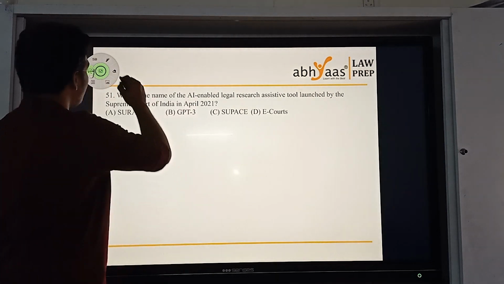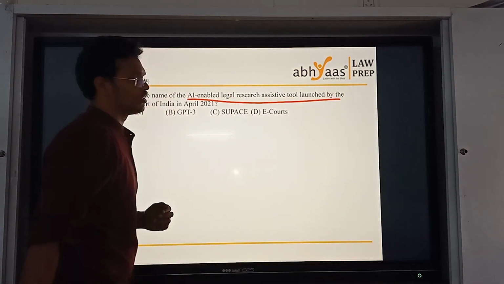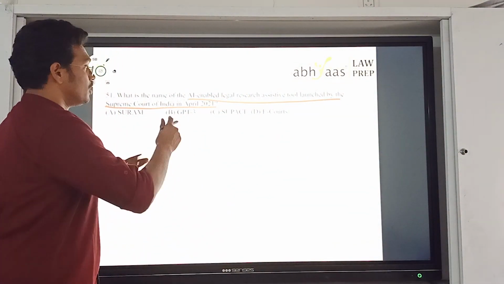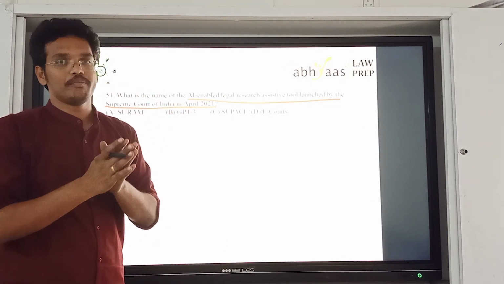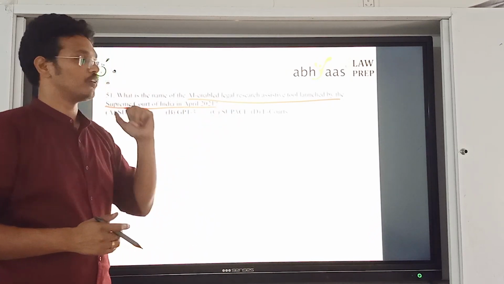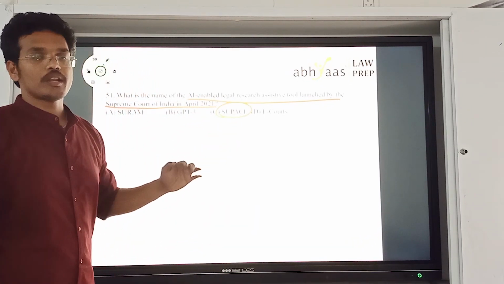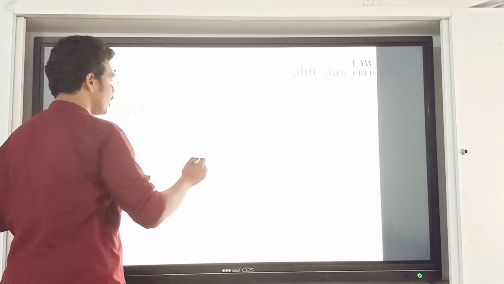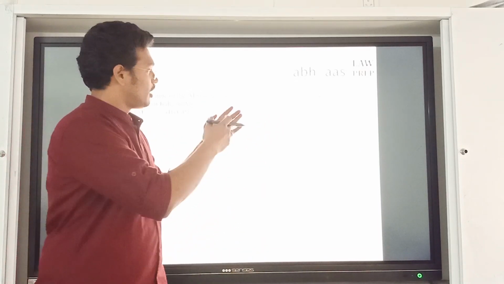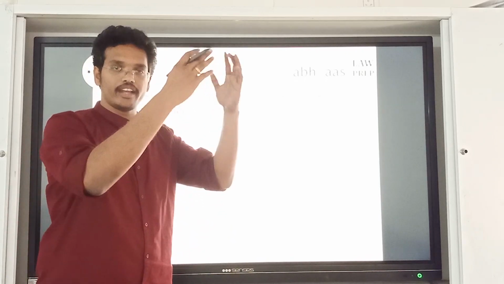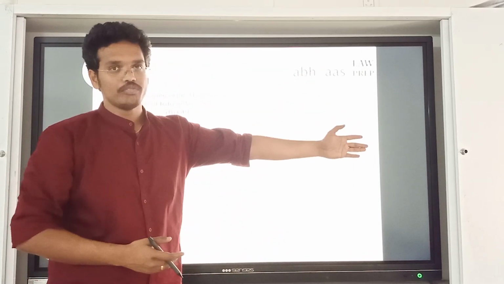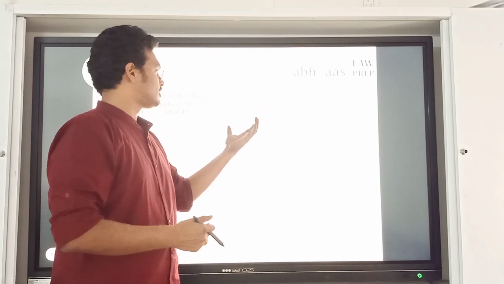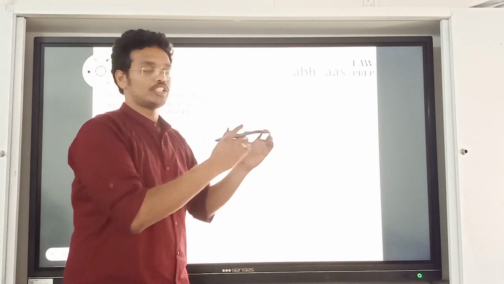What is the name of the AI-enabled legal research assistive tool launched by the Supreme Court of India in April 2021? This tool was used on a pilot basis in the Bombay High Court and Delhi High Court. It is SUPACE, Supreme Court Portal for Assistance in Court Efficiency. It is a part of E-Court, which is about the digitalization of entire court documents. As part of this, it assists judges in bringing the required information in seconds. So this artificial intelligence tool was launched as an assistive tool for the Supreme Court.